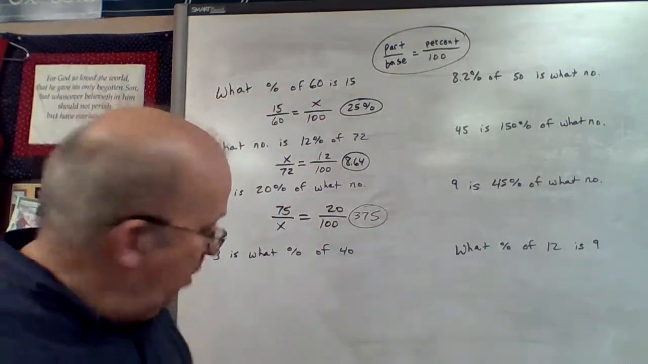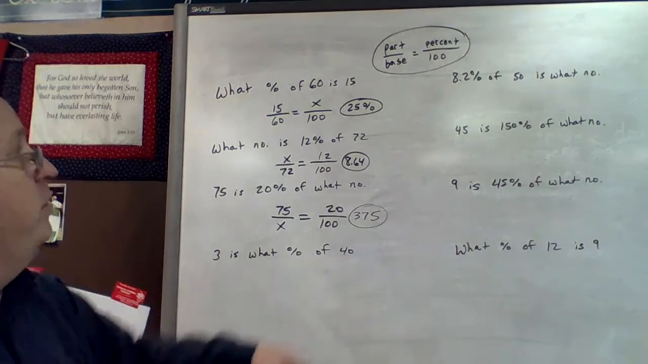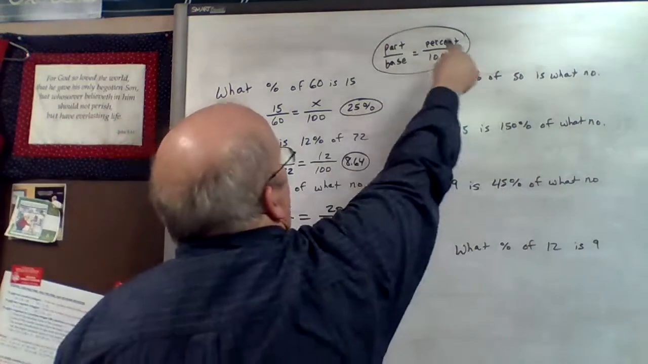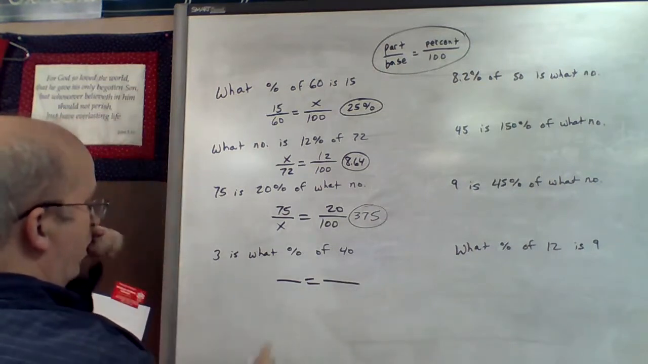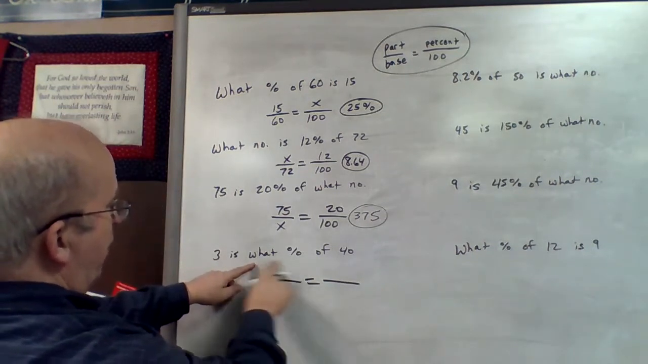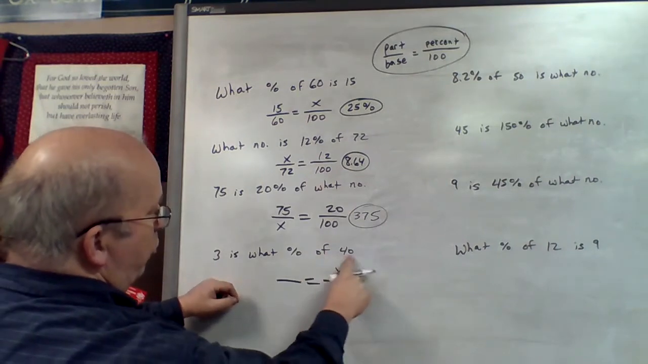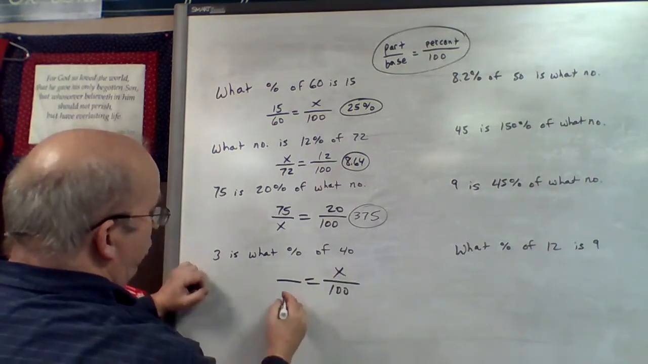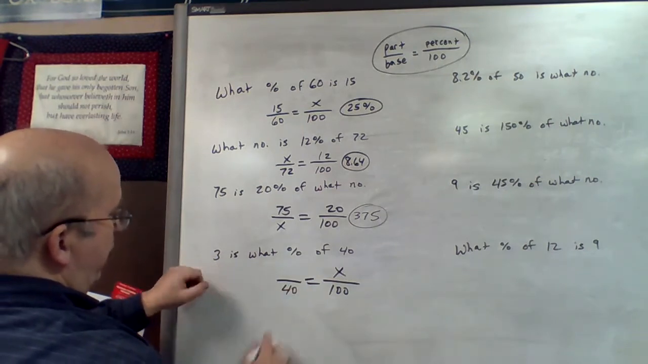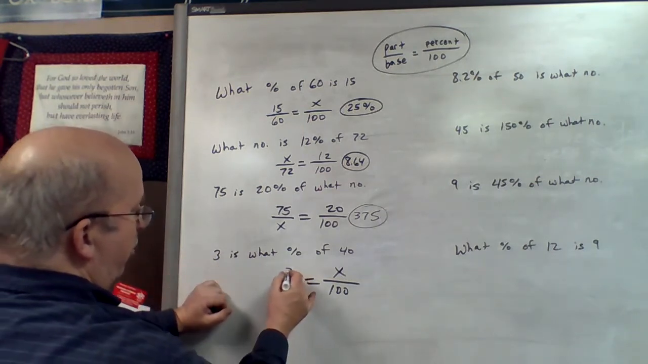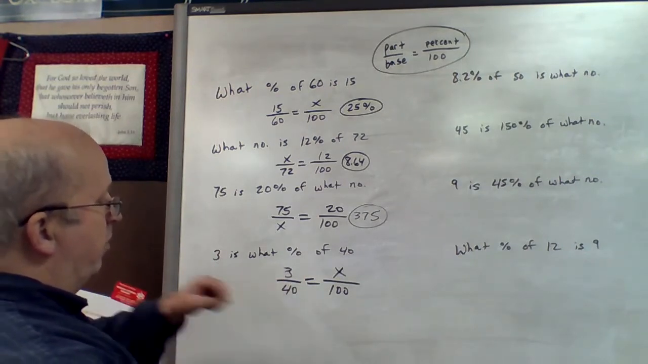Okay, we're back. Let's look at the next problem. 3 is what percent of 40? I'm going to use this as our guide. I don't know the percent, do I? So that means x over 100. I do know that the number following of is 40, so I put a 40 there. This 3, I got to put it somewhere, so it's going to go there in that slot. That's the part, and this is our base, part and base.